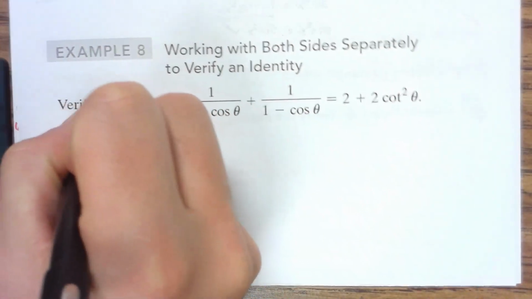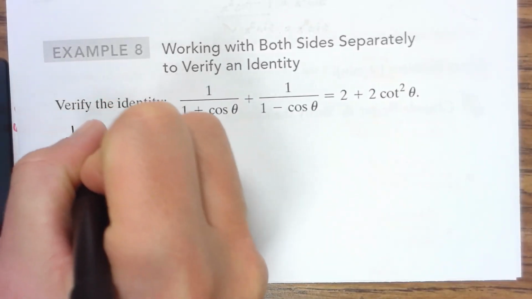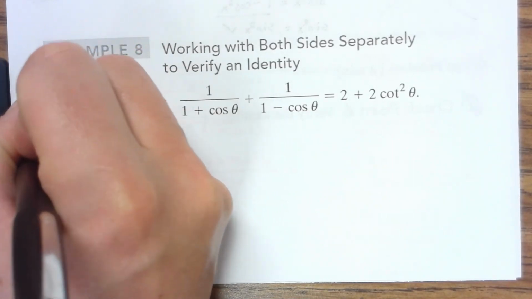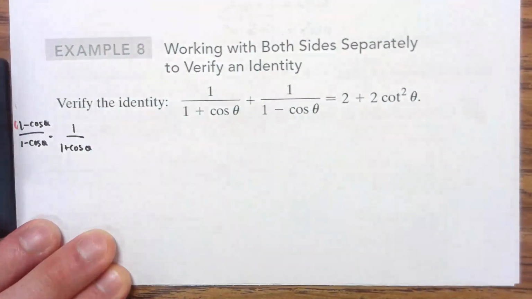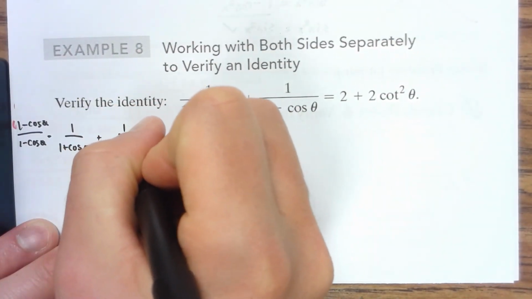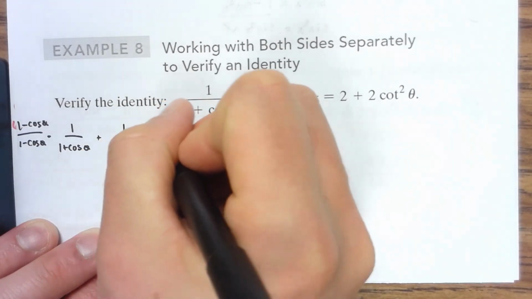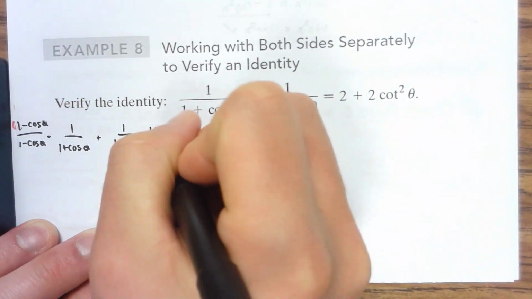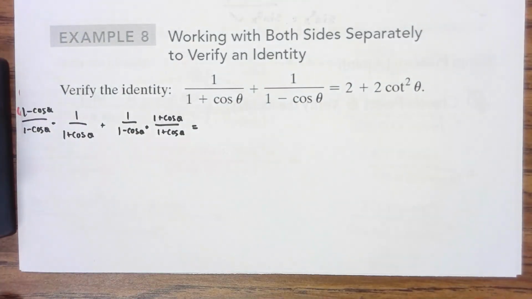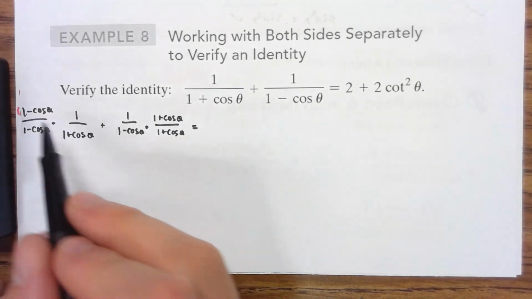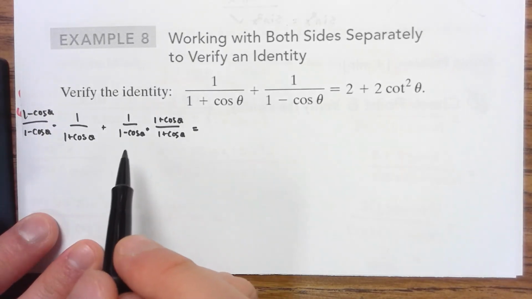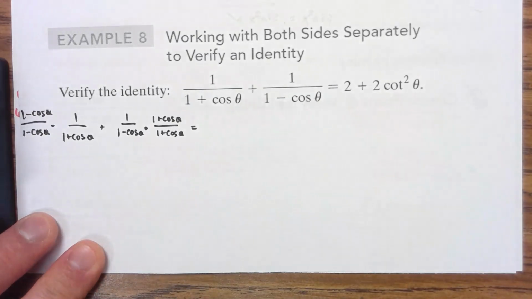So I'm going to take this 1 over 1 plus cosine of theta, and I'm going to multiply it by 1 minus cosine of theta. I'm going to do the same thing with the 1 divided by 1 minus cosine of theta and multiply it by 1 plus cosine of theta. So far, only working with the left side. So I'm going to have to do some FOILing in the denominators. What's nice is they're going to work out to be the same. So once we FOIL it once, it'll FOIL out the exact same way.